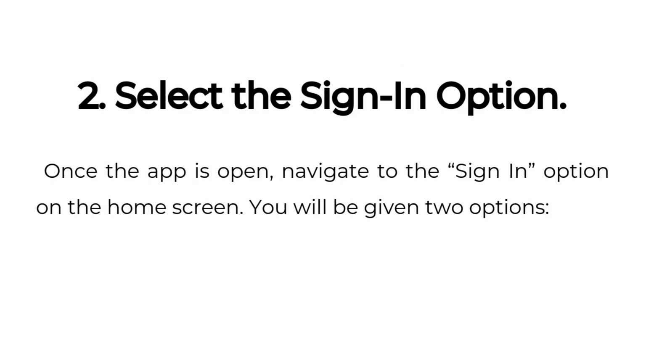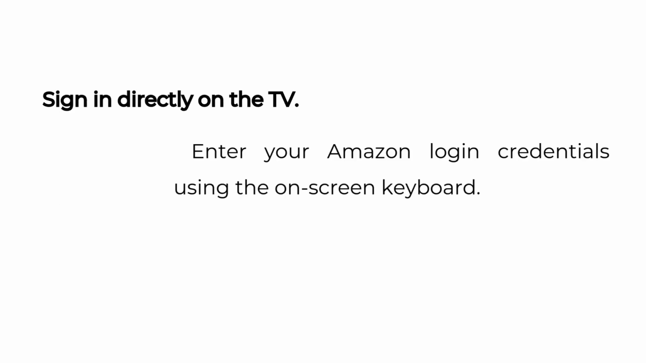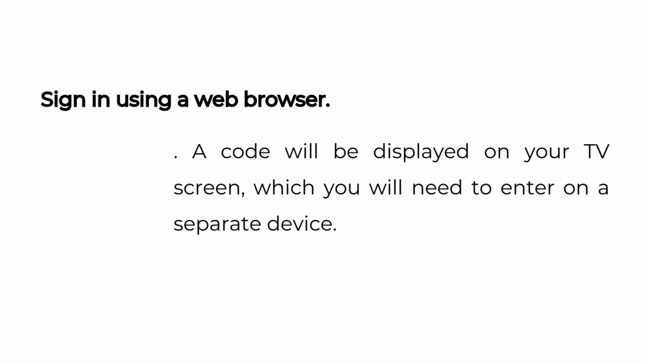2. Select the sign-in option. Once the app is open, navigate to the Sign In option on the home screen. You will be given two options: sign in directly on the TV. Enter your Amazon login credentials using the on-screen keyboard. Or sign in using a web browser. A code will be displayed on your TV screen, which you will need to enter on a separate device.